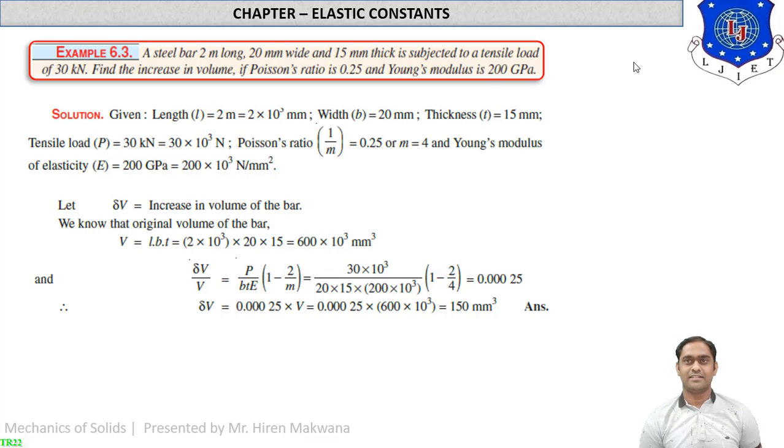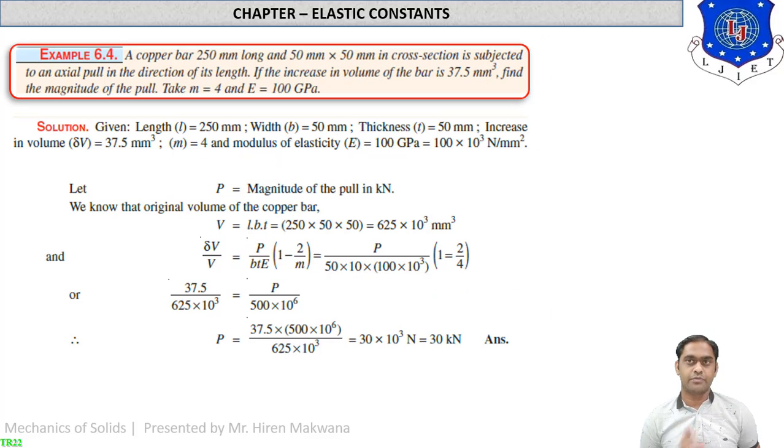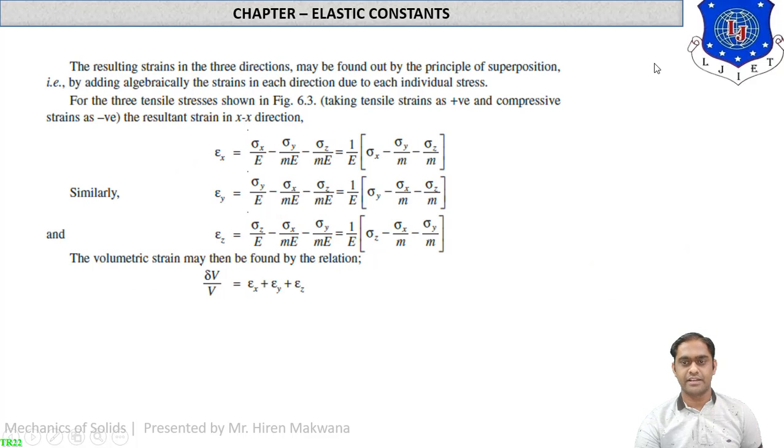Hello students, this is our lecture number 63 and the last lecture. Hence, we are completing our subject in this lecture. 90% of the syllabus of mechanics of solids will be completed over here. So let us discuss today's lecture, which is our last lecture actually.